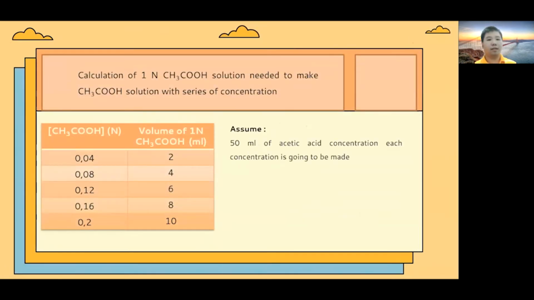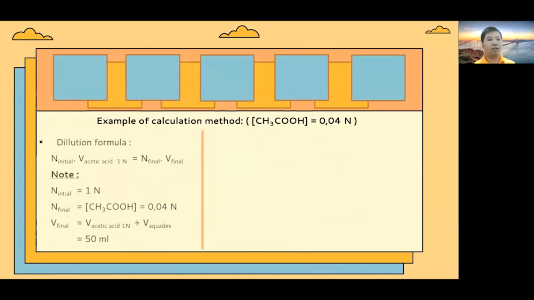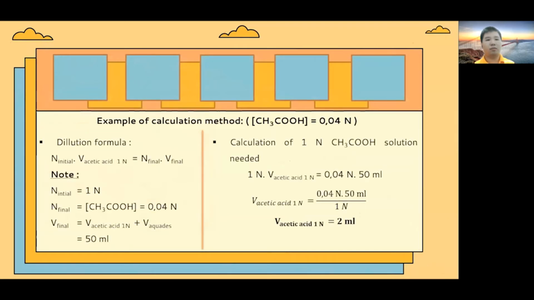This is the calculation for making a series of acetic acid concentrations from the dilution formula, which is shown on the screen. We can determine the volume of 1 normal acetic acid needed to make 50 ml of each concentration of acetic acid solution.